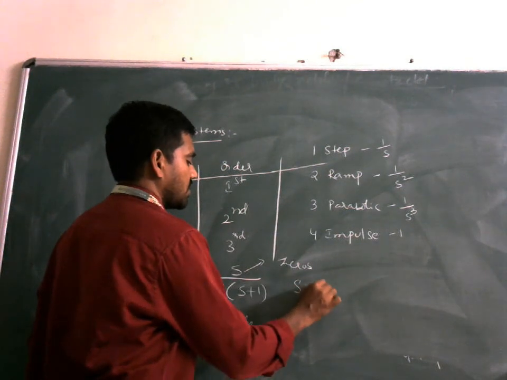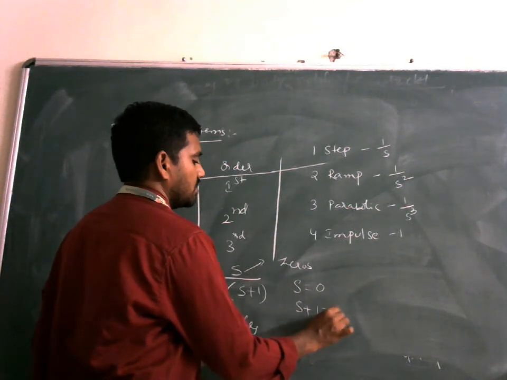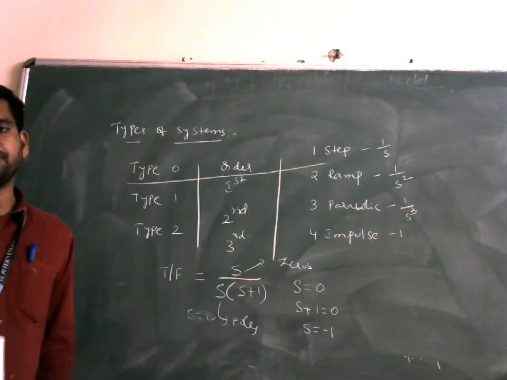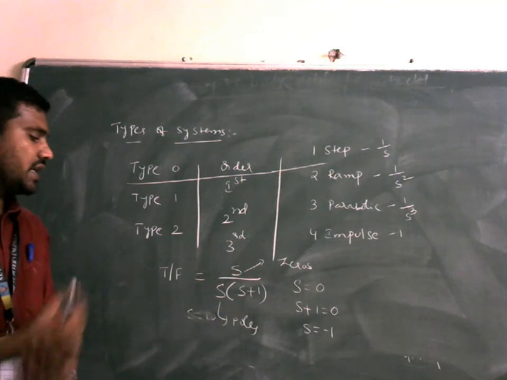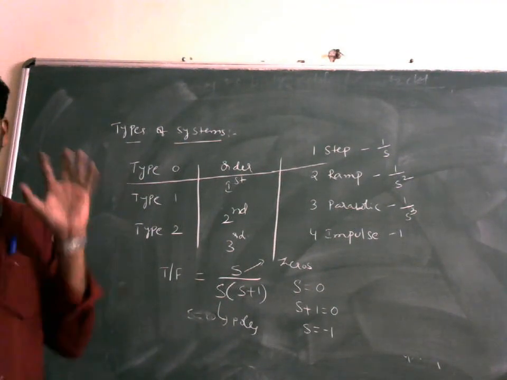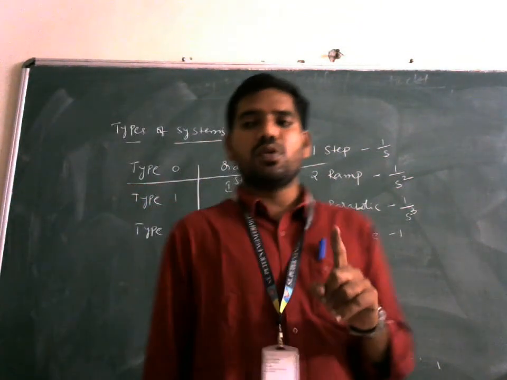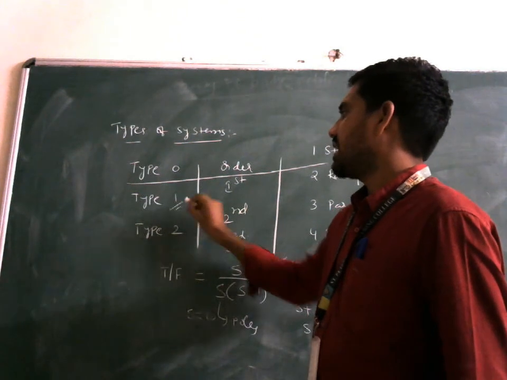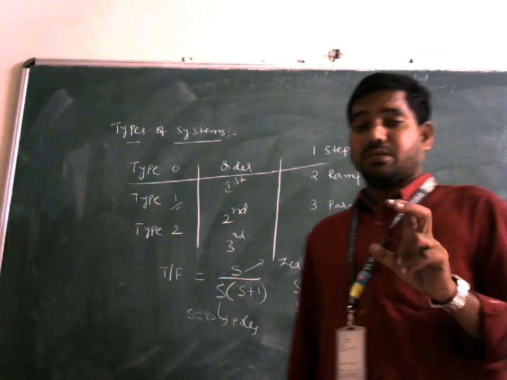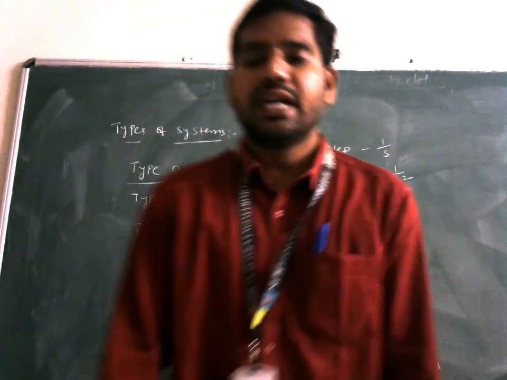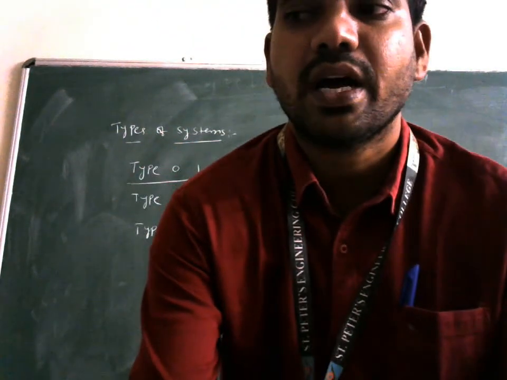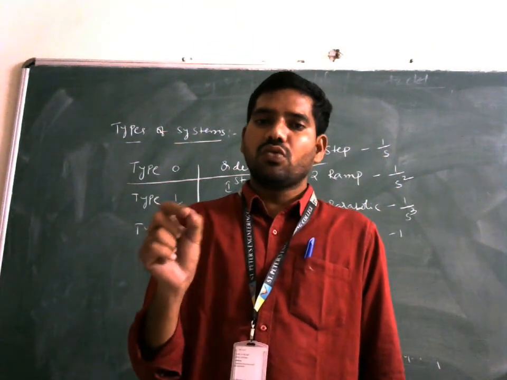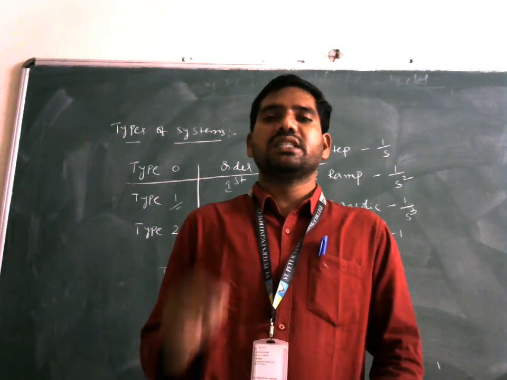The 2 poles are s is equal to 0, and s plus 1 is equal to 0, that is s is equal to minus 1. These are the 2 poles we are having. Of these 2 poles, how many poles are at the origin? In this case, only 1 pole at the origin, so we call it a type 1 system. That means, if there are no poles at the origin, we call it a type 0 system.